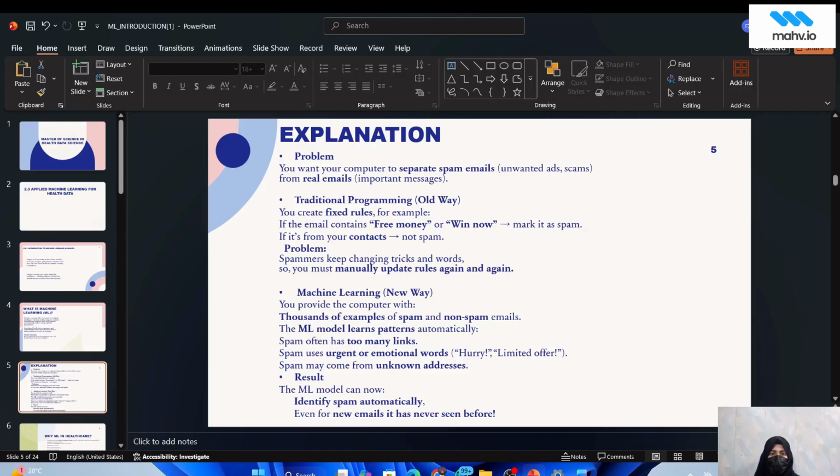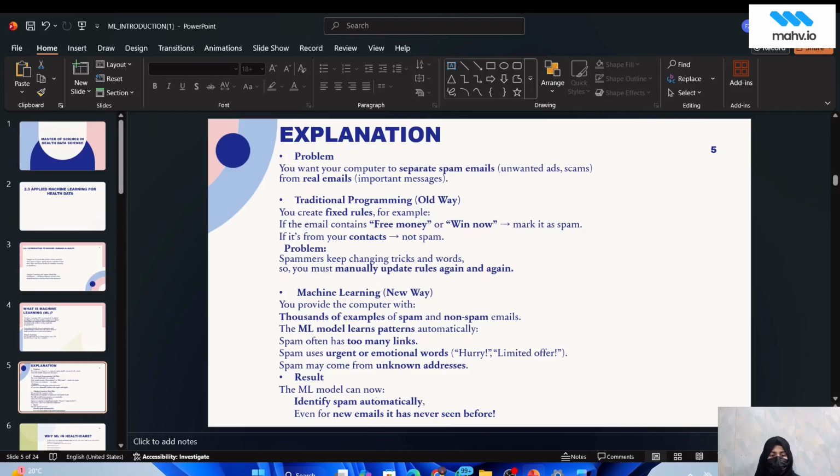So, there is a new way, that is machine learning. You provide the computer with thousands of emails, spam and non-spam, and your ML model learns the patterns from them automatically. And what are those patterns? Spam often has too many links. Spam uses urgent or emotional words. Spam may come from unknown addresses. So these are the patterns that your model extracts from the data.